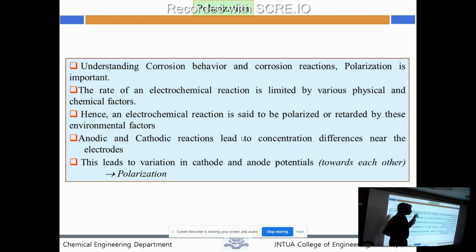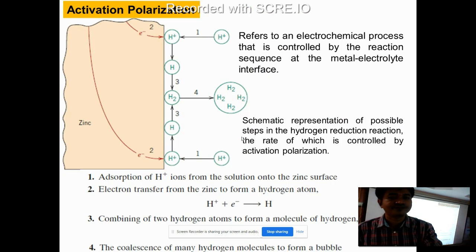I will tell you exactly the concept of polarization, then you will come to know. The second point is the rate of electrochemical reaction is limited by various physical and chemical factors. Obviously there will be certain physical factors and certain chemical factors which will influence the rate of reaction. Some of the reactions are polarized or retarded due to environmental conditions, and that also comes under the polarization concepts. Then the concentration differences which we come across, the diffusion control, all these things come under polarization. So let us understand what exactly polarization is, and the two types of polarization.